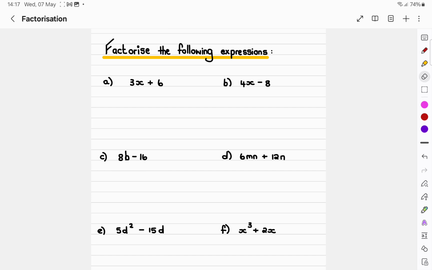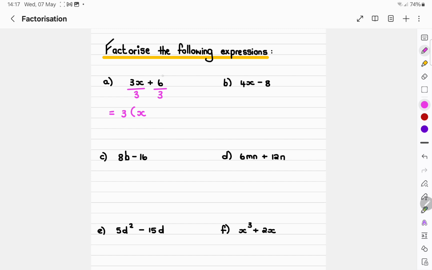So what I want you to do is to copy these questions. If you have to press pause, copy the questions. You can go ahead and try them, and then unpause, and then I do it with you. All right, so let's look at the first one. Can you see that we can divide both of those terms with a 3? So if I go ahead and do that, then I know that my highest common factor is 3. That is what I'm going to take out.